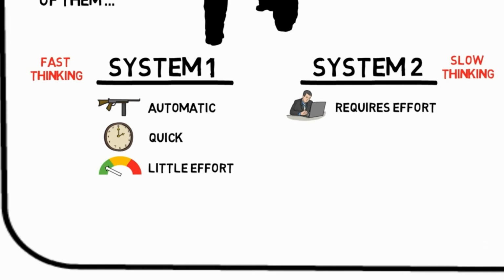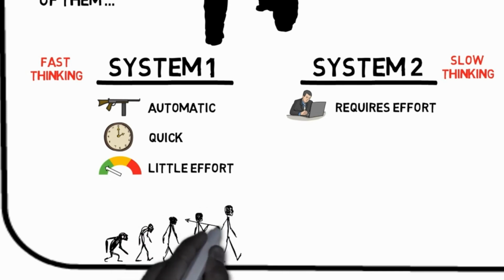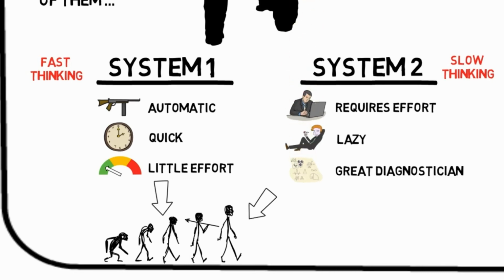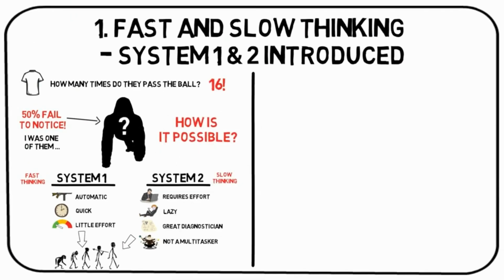Both systems have been necessary for the survival of the human species. Problems occur when System 1 is influencing a System 2 decision in an unfavorable way, or where System 2 is left out of that decision-making process altogether. System 2 can be seen as a very lazy person. He's a great diagnostician, but tries to save his energy whenever possible, and is often influenced by the more outgoing and active System 1. In the case of the gorilla, System 2 had its full attention on counting how many times the ball was passed, and therefore failed to notice the gorilla.